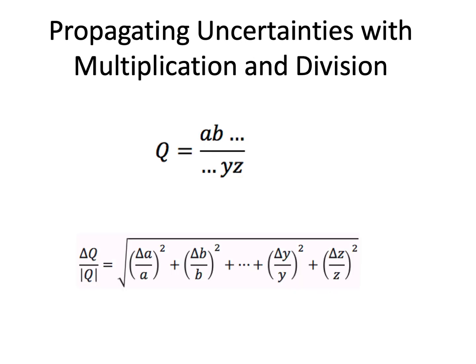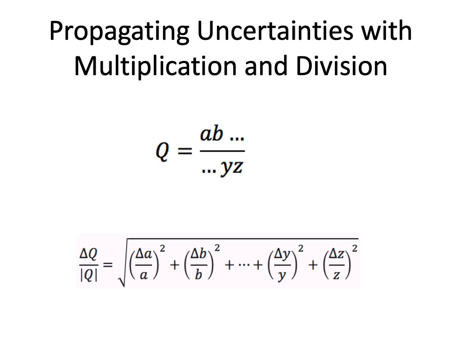Now, what if you're multiplying things together? And of course, multiplication and division are essentially the same thing. You're either multiplying by A or you're multiplying by 1 over A in order to divide. And so we could have some quantity Q that is the product or the division of things that we have measured. So I've got A times B times C times whatever divided by W times X times Y times Z, whatever you have. So what would be the uncertainty in Q?